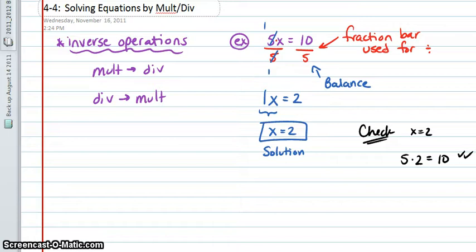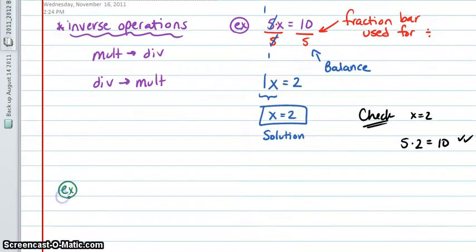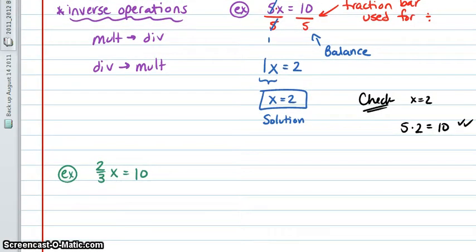Okay, let's look at something a little bit more interesting, a little bit more at the 7th grade level. So let's say we have something like this. 2/3 x equals 10. We can stick with 10, why not? Same idea. You might look at 2/3 and go, whoa, what's happening here? Just remember, 2/3 is a number just like 5. And it's also being multiplied by x just as 5 was being multiplied by x. So how do we undo multiplication? We divide.